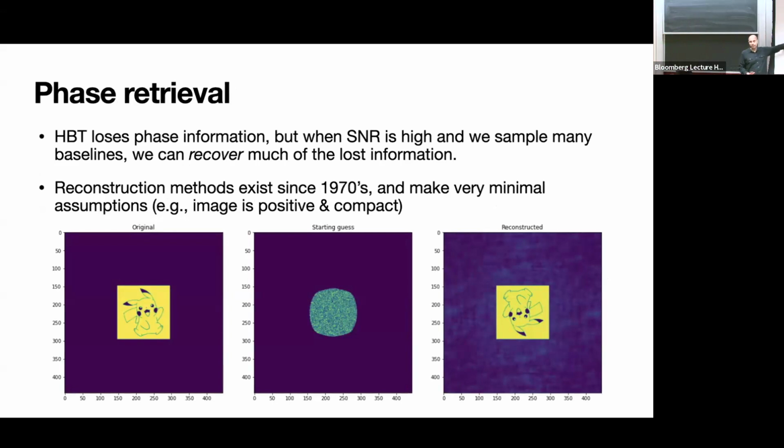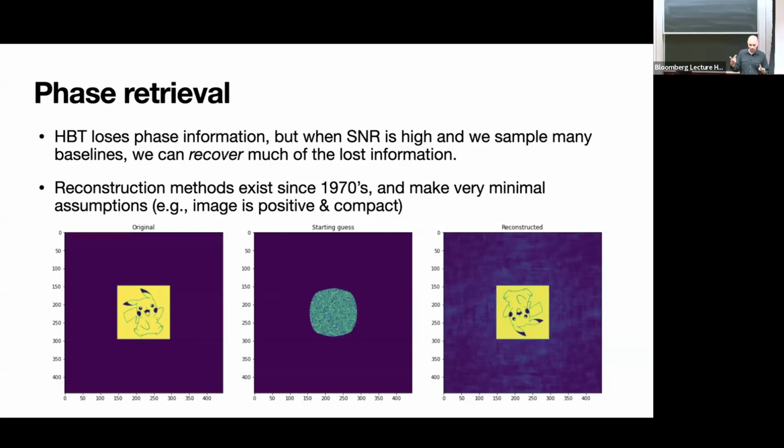So an example is shown here. Suppose that this is what the sky looks like. We Fourier transform this, throw away the phases, and then try to reconstruct what the image was only from the amplitudes of the Fourier transform. Here I'm using a reconstruction method from the 1970s. This method is iterative.